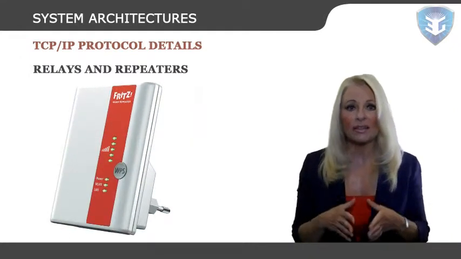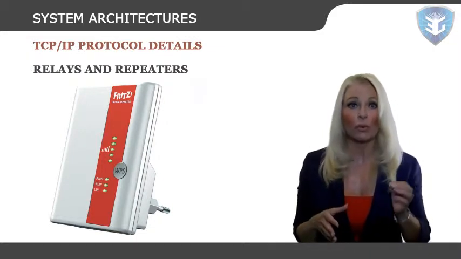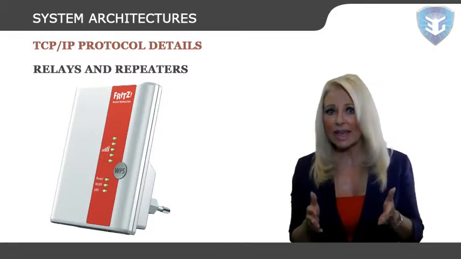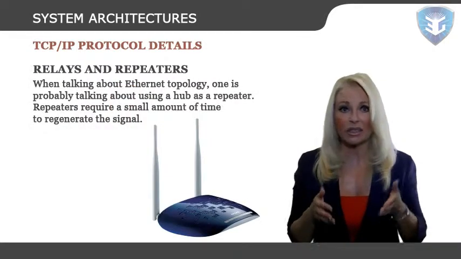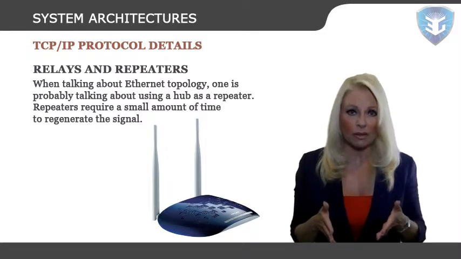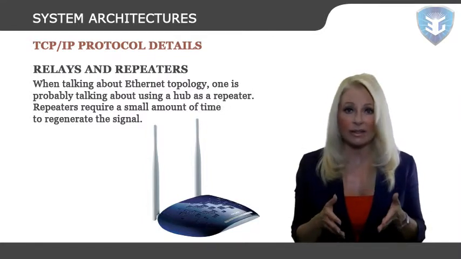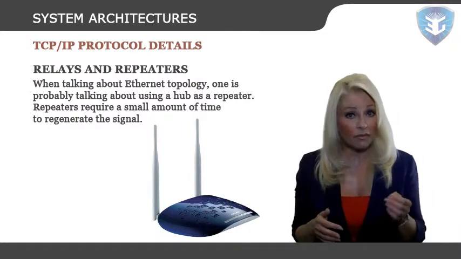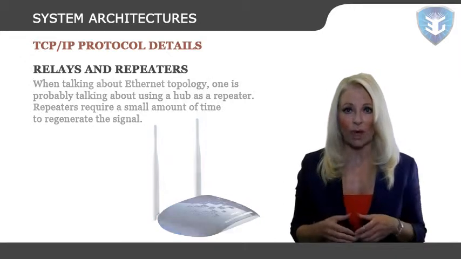A repeater connects 2 segments of the network cable. It retimes and regenerates the signals to proper amplitudes and sends them to the other segments. When talking about Ethernet topology, one is probably talking about using a hub as a repeater. Repeaters require a small amount of time to regenerate the signal. This can cause a propagation delay, which can affect network communication when there are several repeaters in a row.